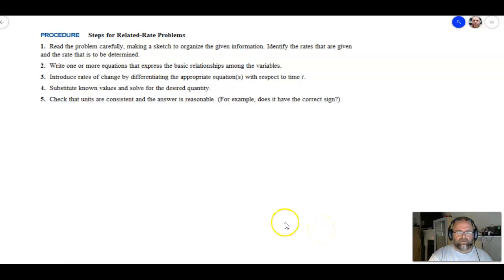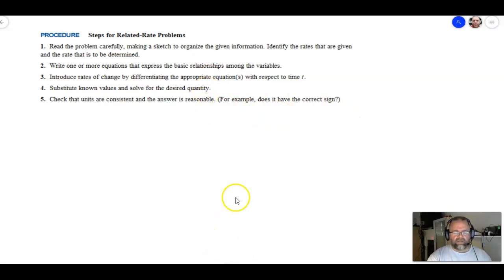So without further ado, let's take a look at some of the procedures. This is really a good set of instructions on doing these. So first we want to read the problem, making a sketch to organize the given information and identify the rates that are given and the rate that's to be determined, and write one or more equations that express the basic relationships among the variables. Introduce rates of change by differentiating the appropriate equations with respect to t. That's really using that implicit differentiation that we've already done. Substitute known values and solve for the desired quantity, and check that units are consistent and the answer is reasonable. For example, does it have the correct sign?